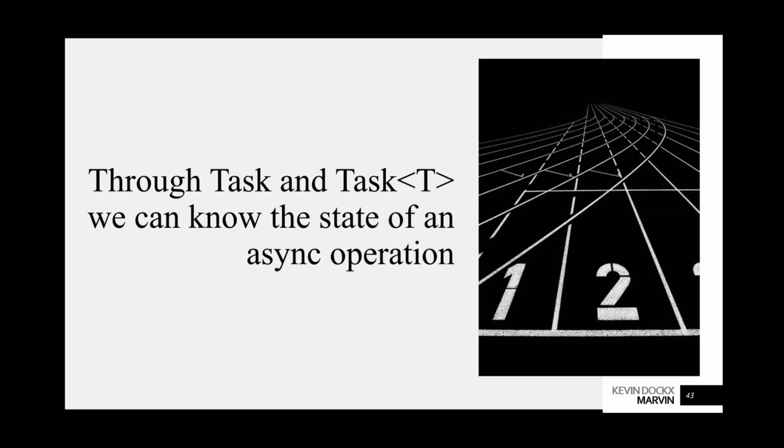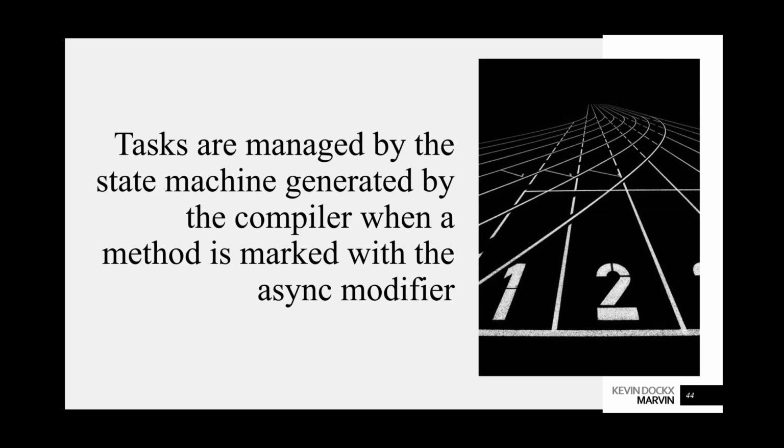But we still need some kind of component that regularly checks these operations to see whether or not they have completed, and if they have completed, return control to the method. And that's what that state machine is for. So this is what happens behind the scenes. The tasks are managed by the state machine that's generated when a method is marked with the async modifier. And that completes the story. If you combine these components, then you know how async code actually works.